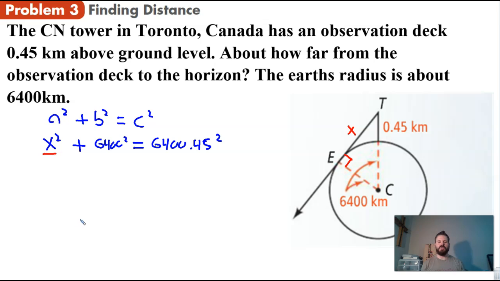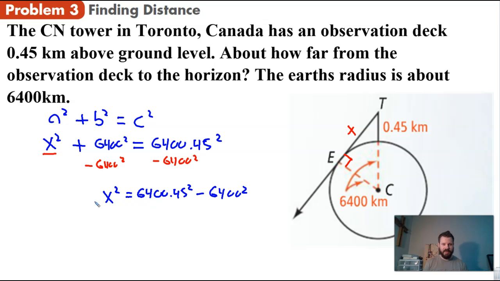Now, something I don't want to do with this one is plug these numbers into my calculator and deal with really huge numbers to be writing out and subtracting. So here's what I'm going to do. I'm going to do this all in one step on the calculator. I'm going to subtract 64,000 squared from both sides, and I'm not actually going to combine anything. That leaves me with x squared is equal to 64,000.45 squared minus 64,000 squared. Again, I'm not going to plug those in. I don't care what these big numbers are equal to. I care what the answer is.